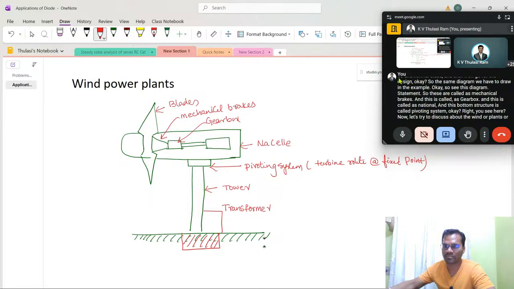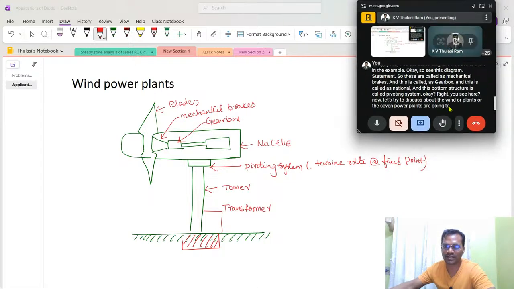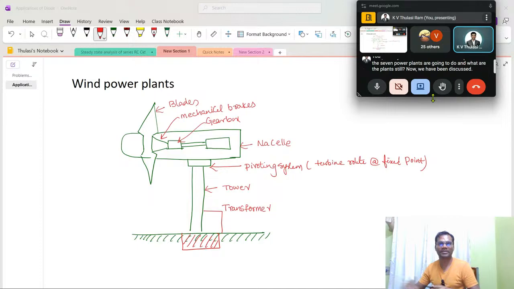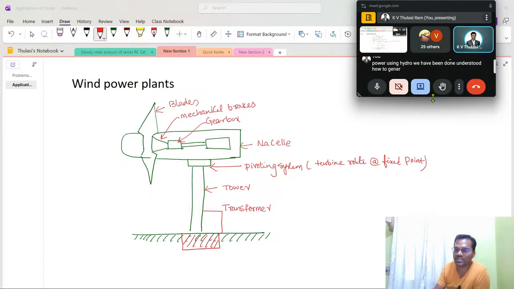What are these wind power plants going to do? Till now we have discussed how to generate power using hydro. We have understood how to generate power using nuclear energy. Now we are understanding how to generate power using a wind power plant.